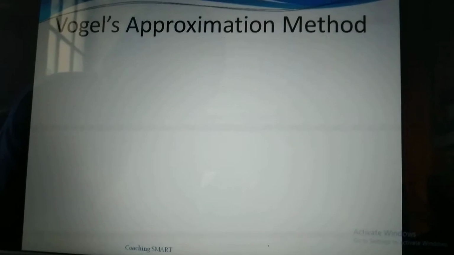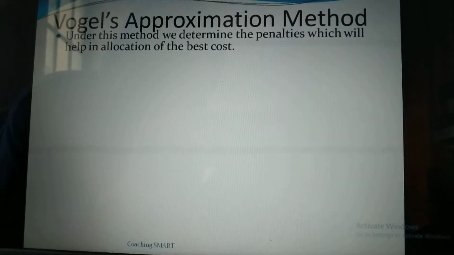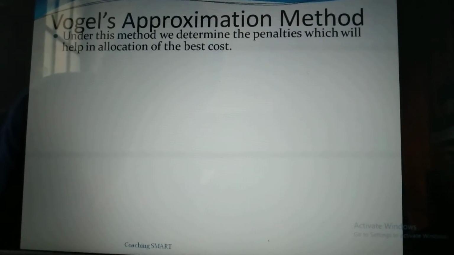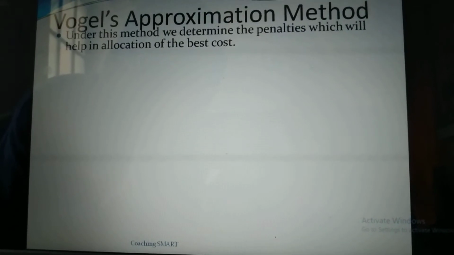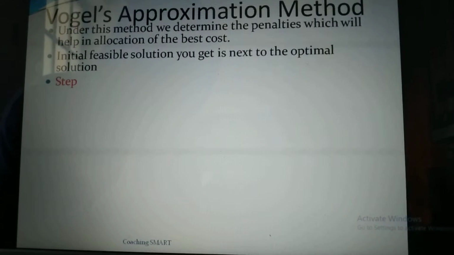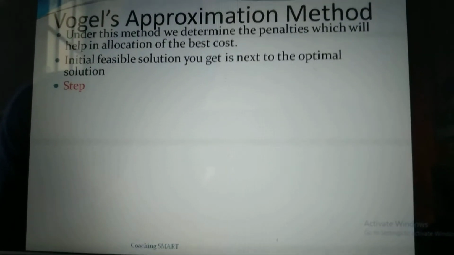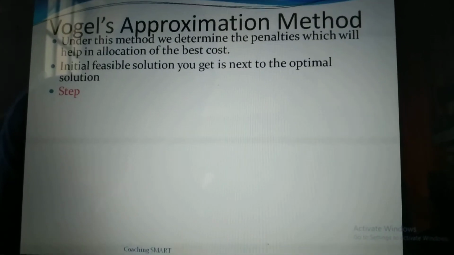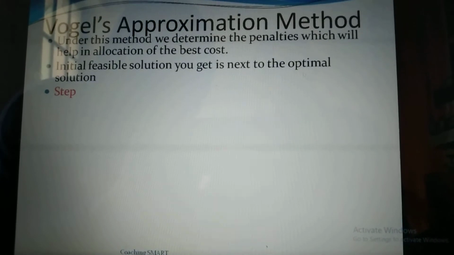Now, what do you mean by Vogel? Under this method, we determine the penalties which will help in allocation of the best cost. The initial feasible solution you get is next to the optimal solution. So when you're using Vogel, the amount that you get is next to the optimal solution.